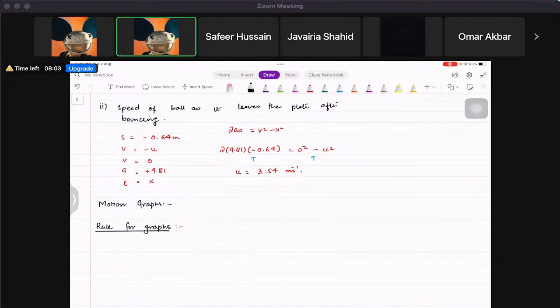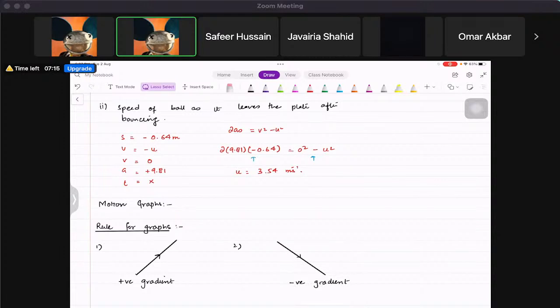So the first one is that if there is a line that's like this and it's going up, a line which is going up in a graph always has a positive gradient. Is it clear, everybody? Now the second rule is, if there is a line that is going down in a graph, this means this has a negative gradient. Okay.